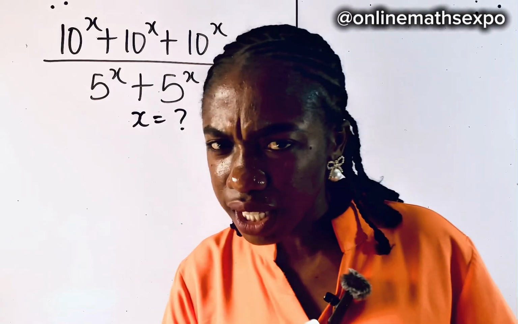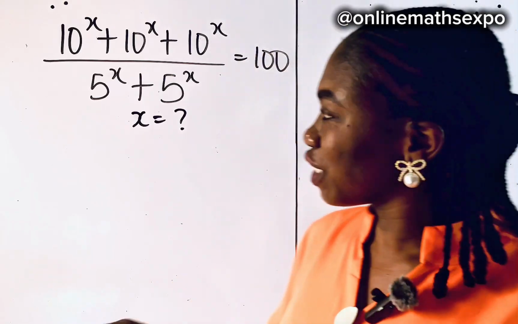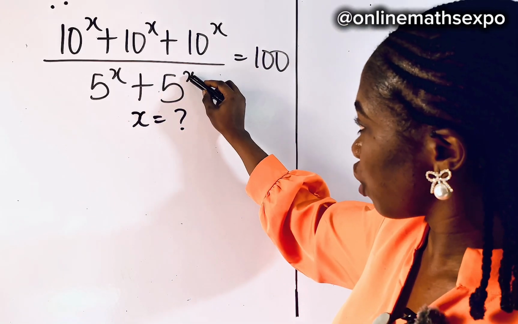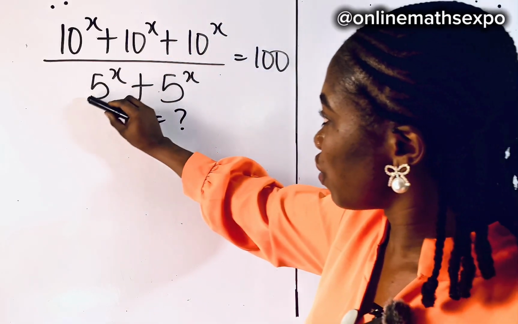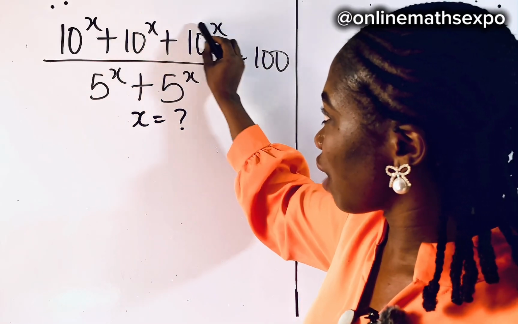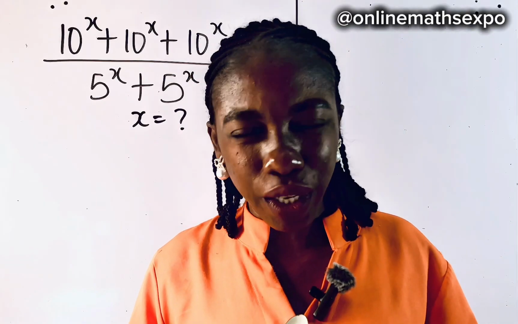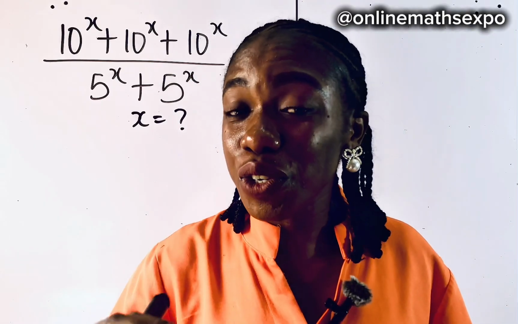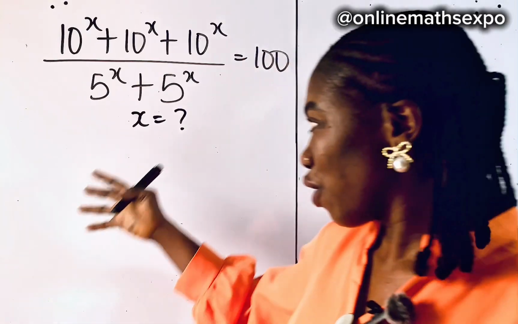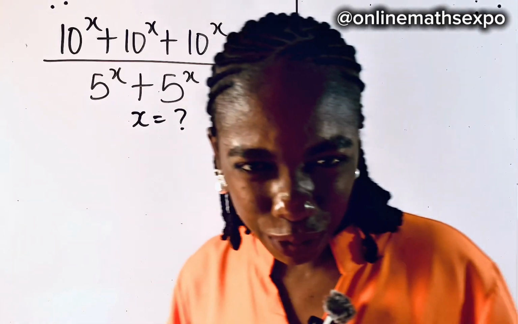We have this beautiful exponential equation on the board. Now, how do you solve this kind of question when you see it? Are you the type that will just use this 5 to the x power to cancel this, use this to cancel this, then simplify and quickly get your x? That's not the right way. I'm going to take you through a step-by-step approach of how to solve this kind of equation.